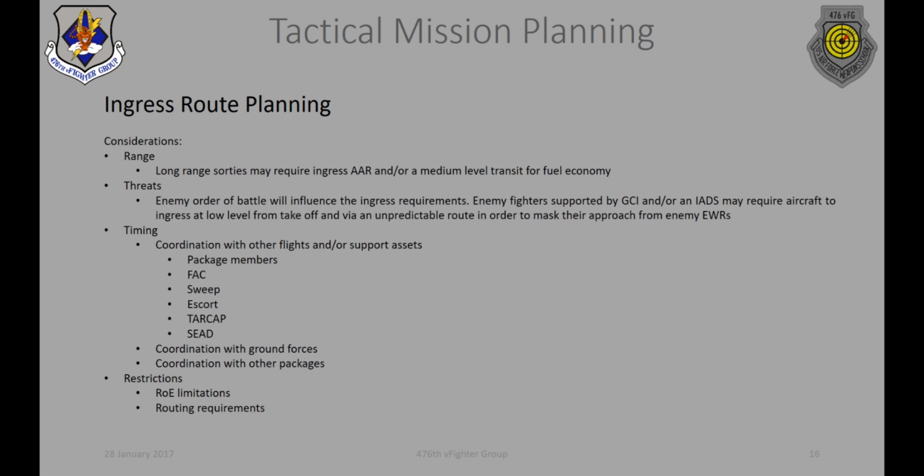And then obviously, lastly, is restrictions, so ROE limitations and routing requirements. Is there a specific route or corridor that you have to follow in and out of the target, such that friendly fighters don't engage you? That kind of thing.